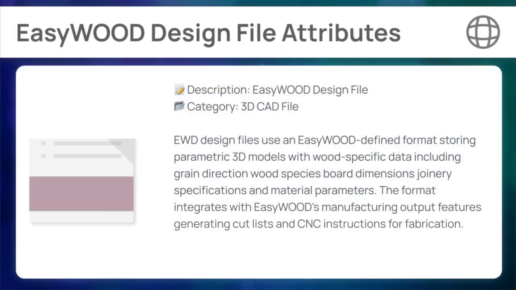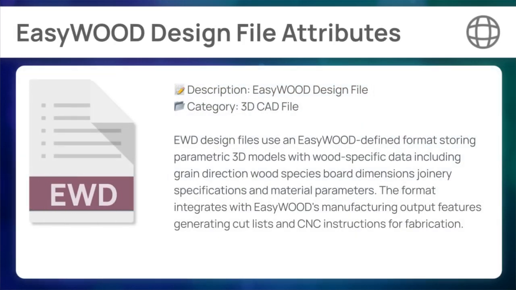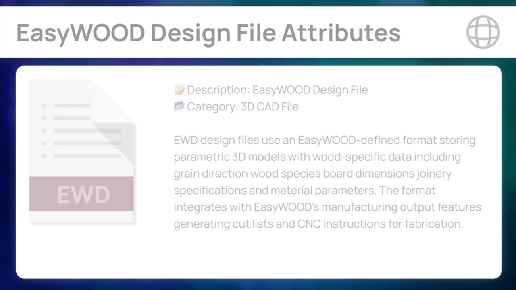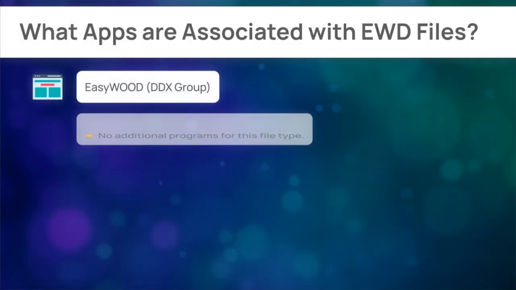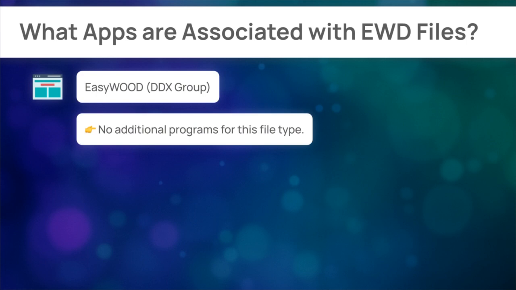EWD design files use an EasyWOOD-defined format, storing parametric 3D models with wood-specific data, including grain direction, wood species, board dimensions, joinery specifications, and material parameters. The format integrates with EasyWOOD's manufacturing output, generating cut lists and CNC instructions for fabrication. Generally, EWD files are associated with EasyWOOD, developed by DDX Group.